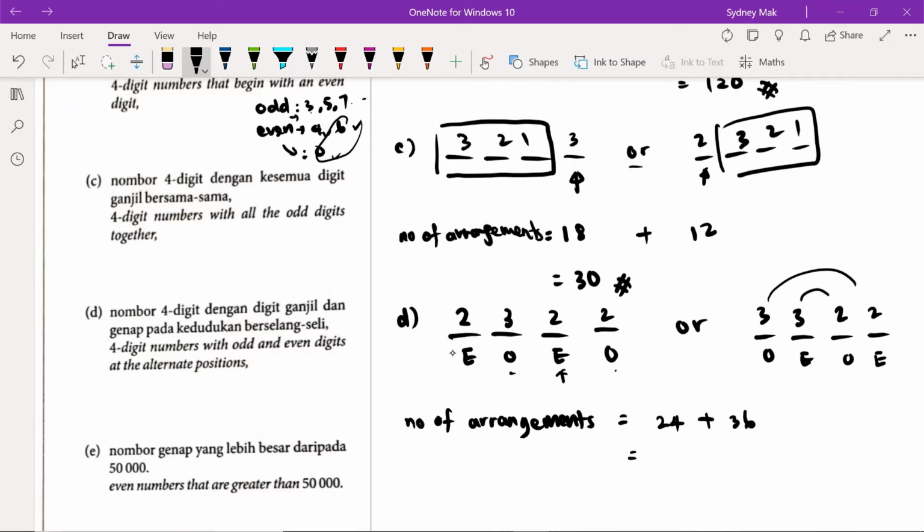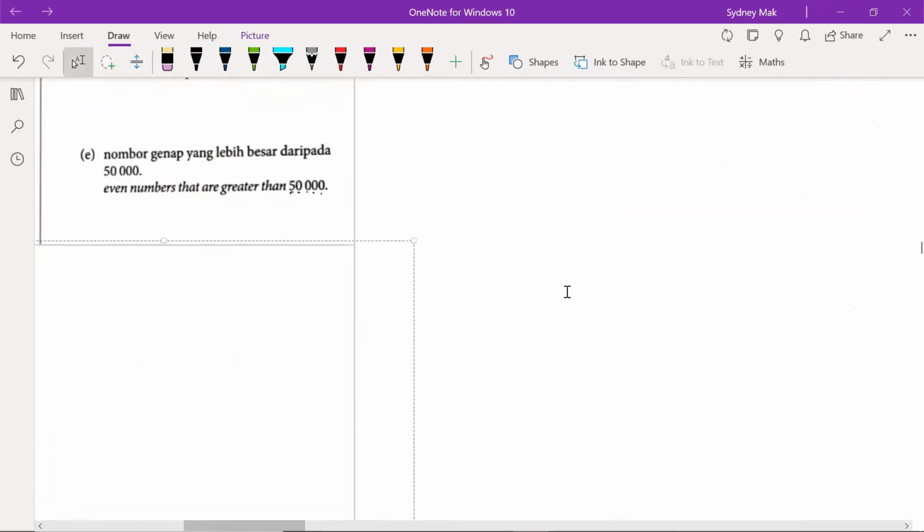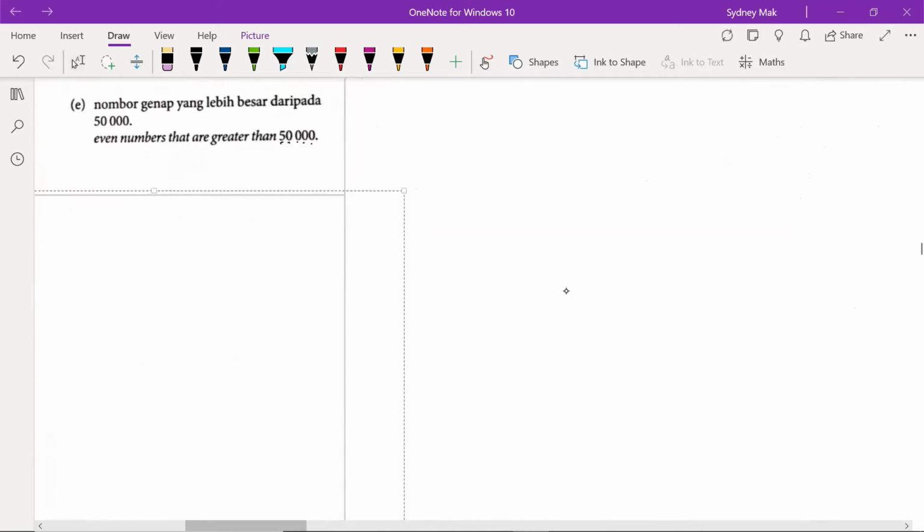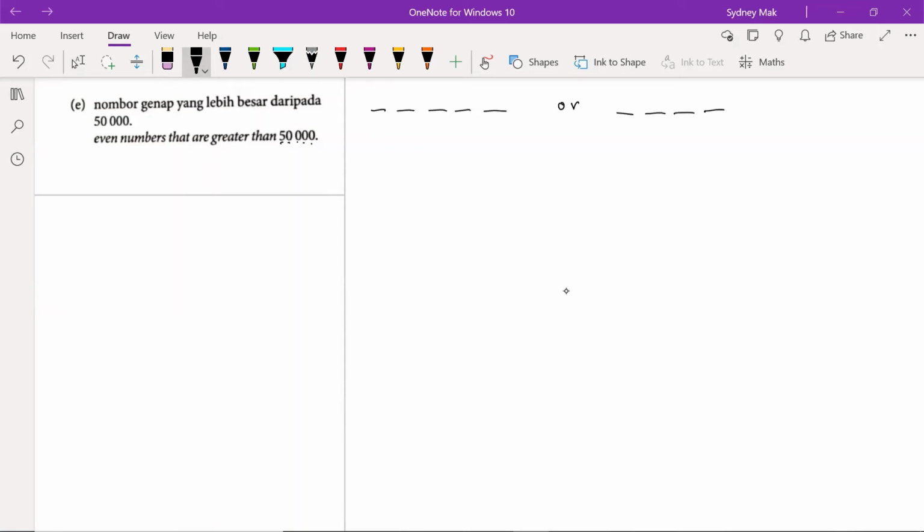So all in all, we have 60 ways to arrange the numbers that fulfill the criteria set in D. Okay, as for part E, we need to form even numbers that are greater than 50,000. So 50,000 means we have 5-digit numbers, or we may also form 6-digit numbers, because a 6-digit number is definitely greater than 50,000, because the numbers that we are given are 0, 4, and 6, and then 3, 5, and 7.